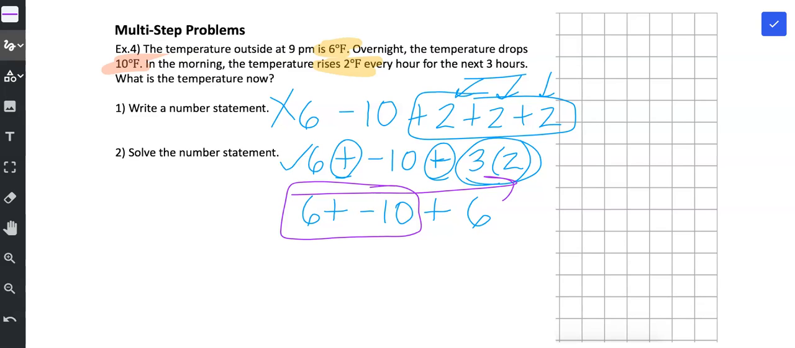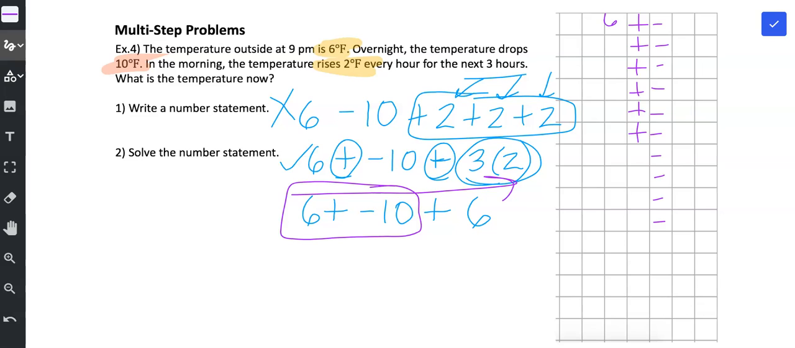And for this example, I'm actually going to just draw 6 positives. So this is the integer chip model. So these are like my yellow chips, 6 yellow chips. And then I'm going to draw 10 negatives. So 6, 7, 8, 9, 10 negatives.